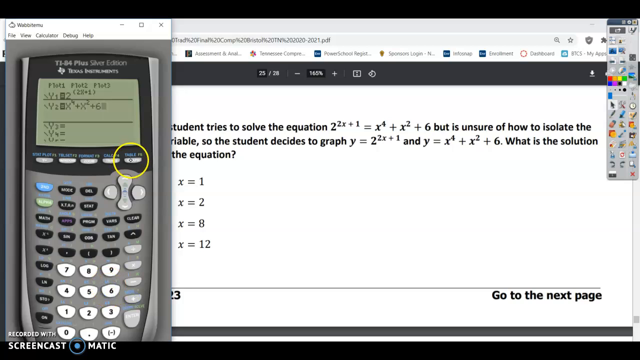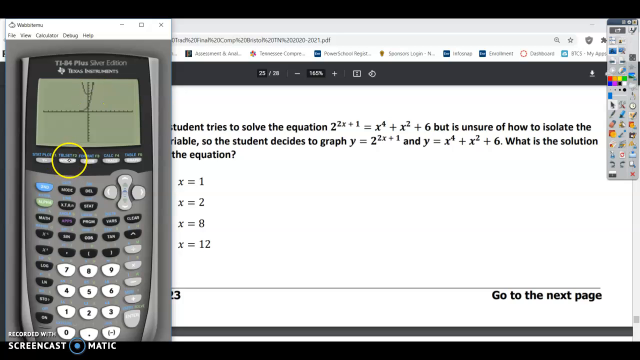All right, now I can hit graph and find the intersection point. All right, so it's kind of hard to see, but you can see that it's probably in this area right here. You can see that your x values are all we need. So it's going to be 1, 2, 8, or 12. So it's probably not going to be 8 or 12. It's probably going to be 1 or 2, just based on my x's, 1 and 2 are right here.